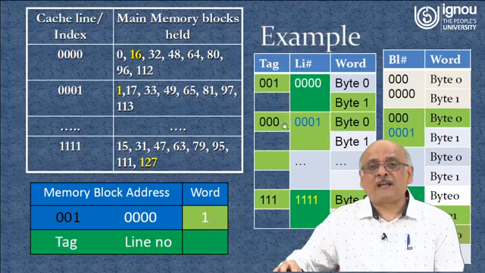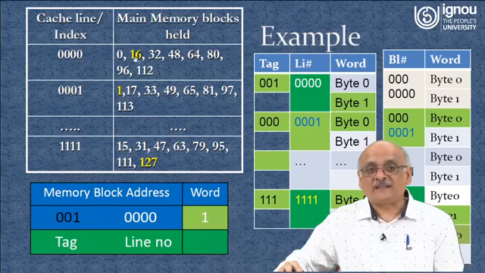Suppose I want to access memory location 16. So memory location 16 is going to be this block, followed by byte 1, followed by byte 0. Alright. Suppose I want to refer to this particular location. In that case, I'll be just matching.